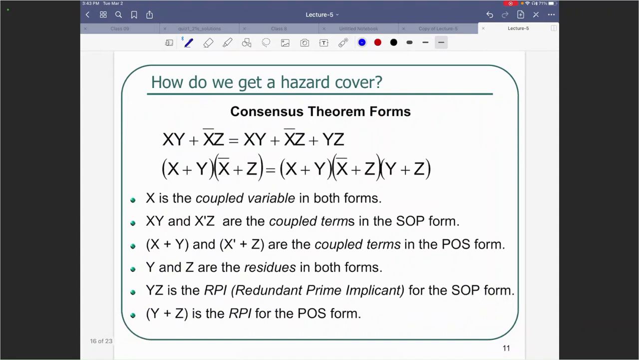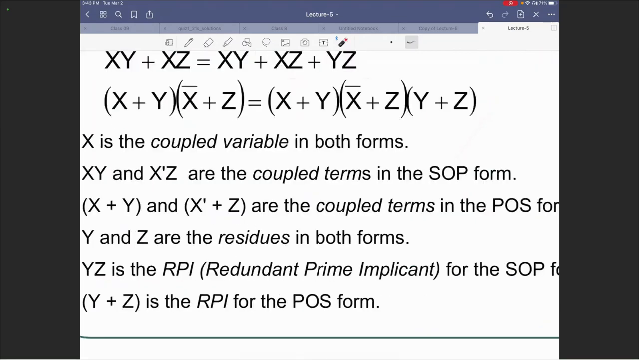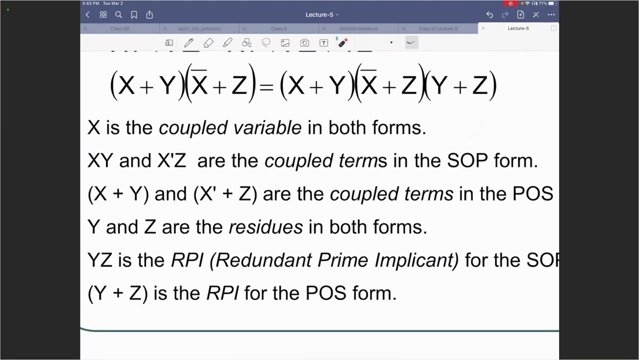All right. Now, how do you get the hazard cover? This should be very straightforward. Let's just run through this. We are trying to do this for both the sum of product case and also the product of sum case. Let's work with the product of sum case because we have not seen that example just yet. What is the coupled variable? X in true form, X in complement form. X is the coupled variable. What is the residue? Leave X, what remains is Y, Z. So Y and Z are residues.